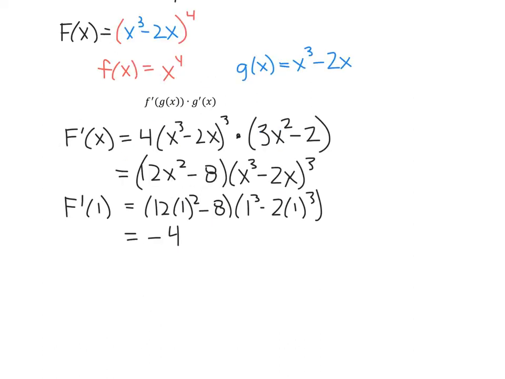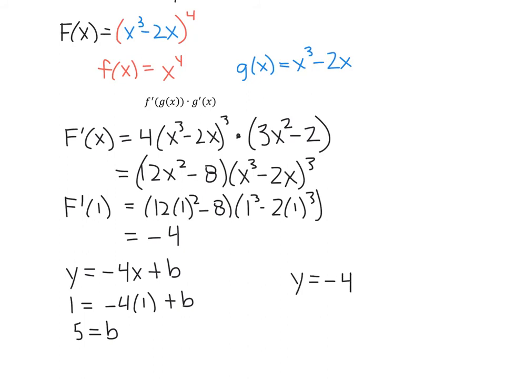So now our equation of our tangent line looks like y equals negative 4x plus b. We still need our y-intercept, so we can plug our point in. Our point was (1, 1), so plugging 1 in for y and 1 in for x, we can then solve for b. So adding 4 to both sides, we get that b is equal to 5. So then our equation looks like y equals negative 4x plus 5. And that is our equation of our tangent line to the function given at the point (1, 1).